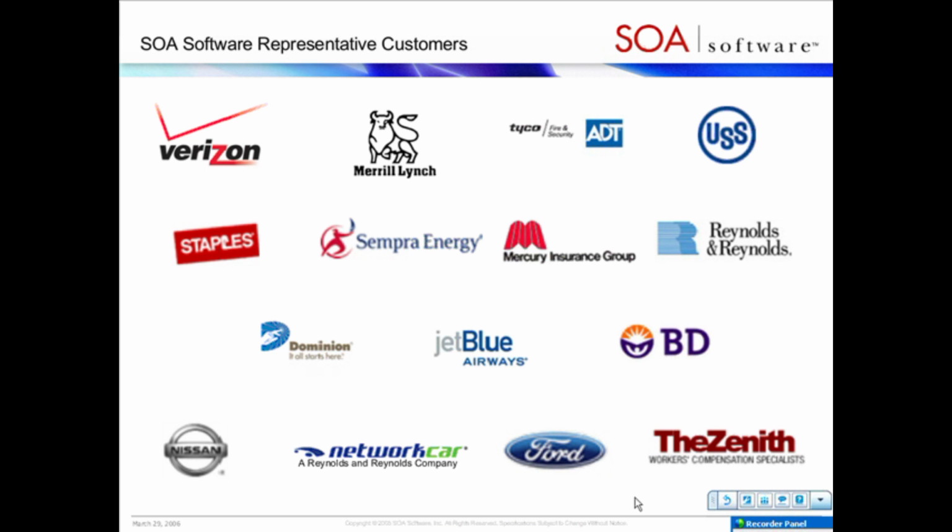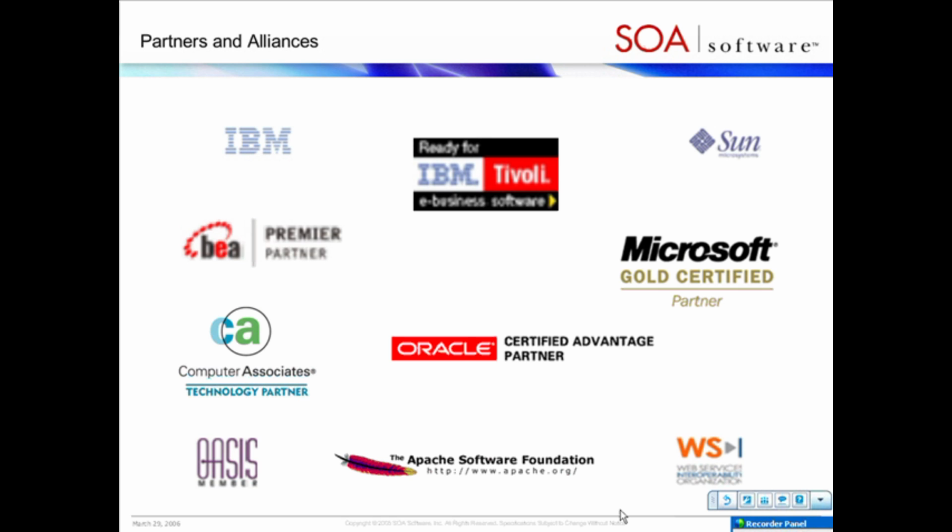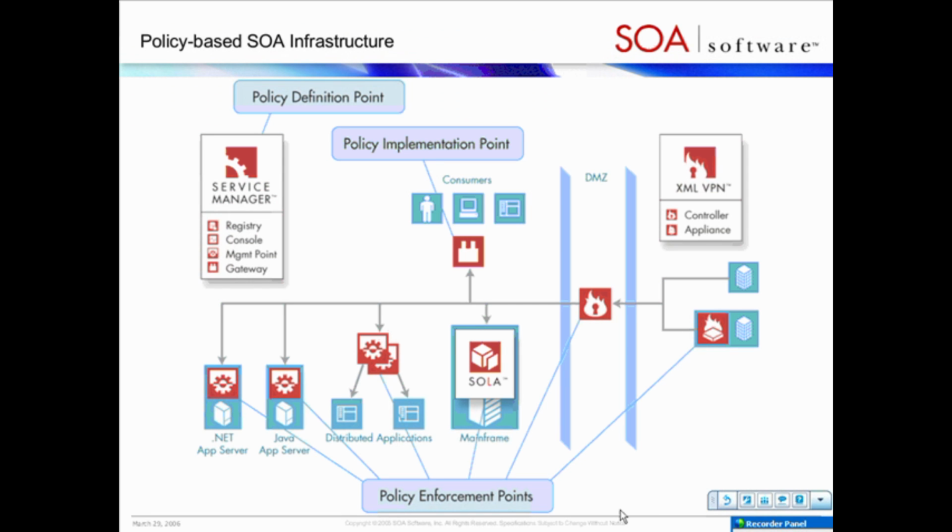I'm going to give a really quick overview of SOA Software. We're a software company based in Los Angeles, California. We provide a product suite for management and security of service-oriented architecture and web services. We work primarily with Fortune 500 companies such as Verizon and Merrill Lynch and JetBlue and others. We're partnered with IBM, IBM Software Group, BEA, Oracle, and CA. Our product set primarily involves a SOAP intermediary that helps provide service-level agreements and quality of service and security for web services.